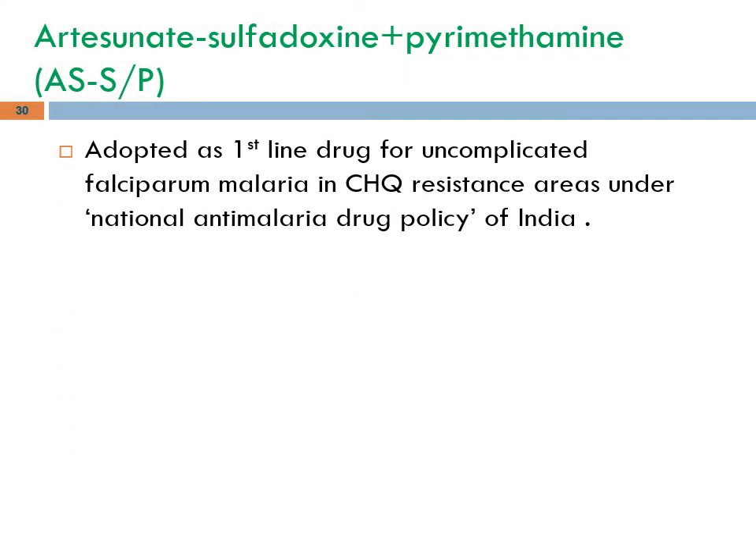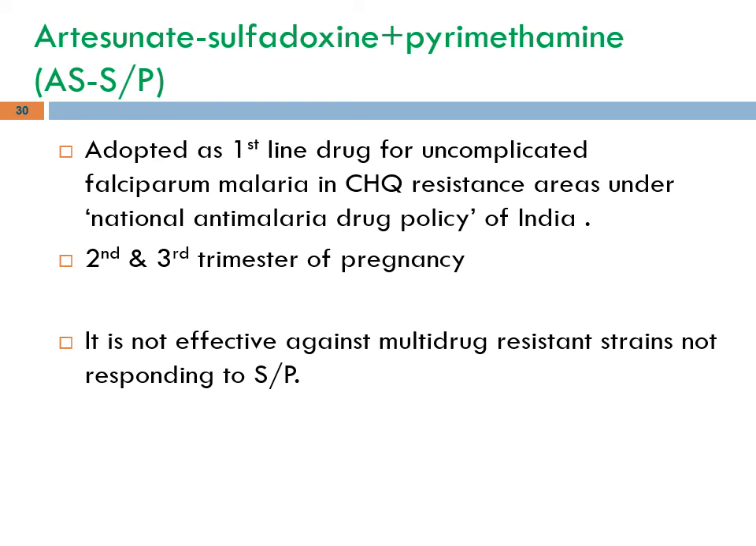Artesunate combined with sulfadoxine and pyrimethamine. This combination is adopted as first-line drug for uncomplicated falciparum malaria in chloroquine resistance area under the National Anti-Malaria Drug Policy of India, including the cases of second and third trimester of pregnancy. It is not effective against multi-drug resistant strains which are not responding to sulfadoxine and pyrimethamine.